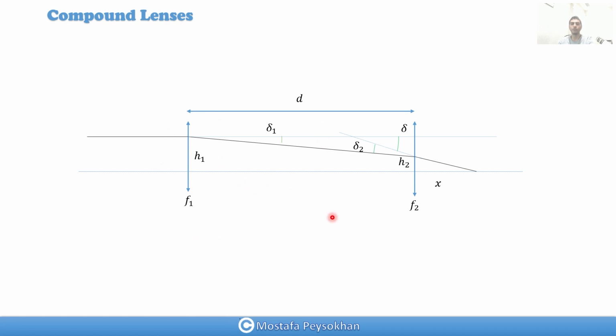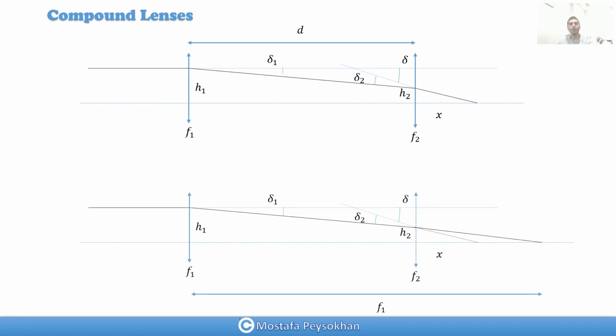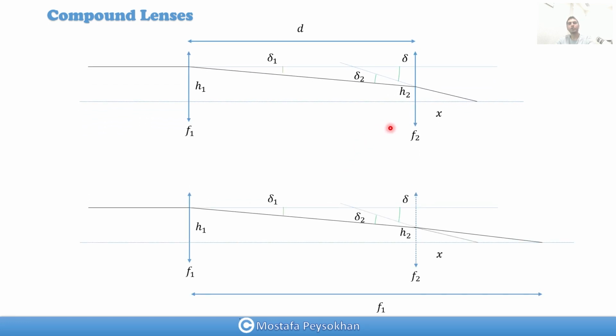Actually, we want to prove that equation. We know what the equation is, but right now in this video I want to show you a simple way to prove it for yourself. At first, like all other optical systems, when we have two lenses or three lenses or a lot of lenses one after another, we usually use this technique.